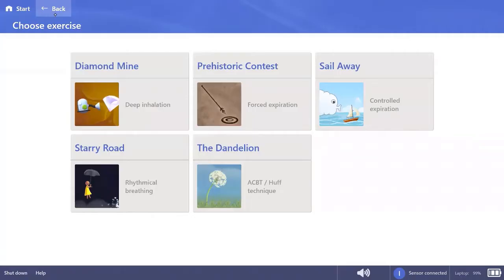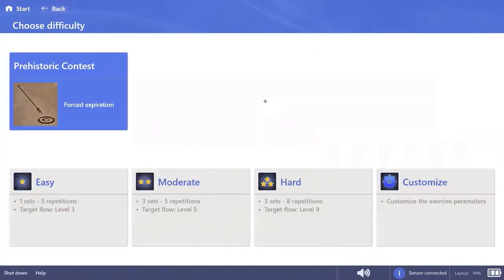Now I'm going to show you our prehistoric contest for forced expiration, and this is to improve expiratory muscle power. We would instruct the patient to take a deep breath and exhale as hard and as fast as you can. As the patient attempts to breathe out a preset air volume, again in one breath, the exhalation is displayed as a prehistoric javelin being thrown.